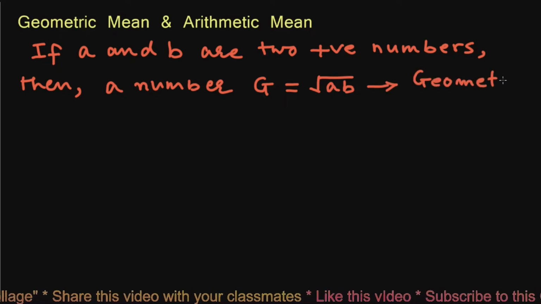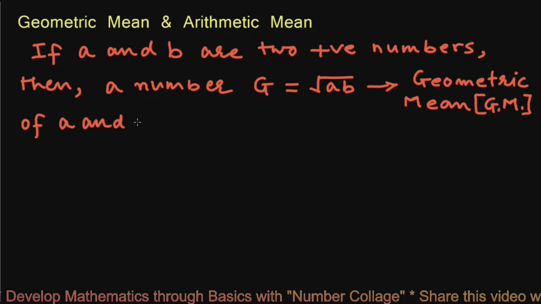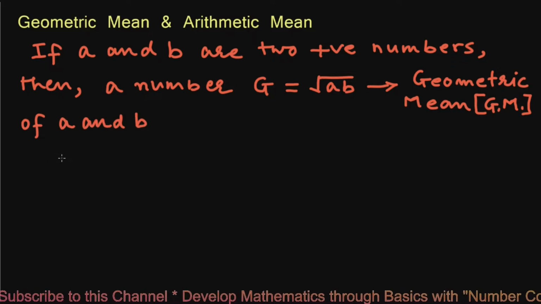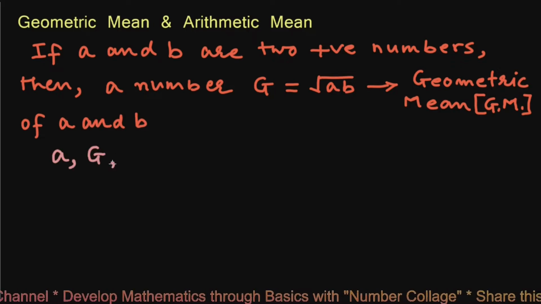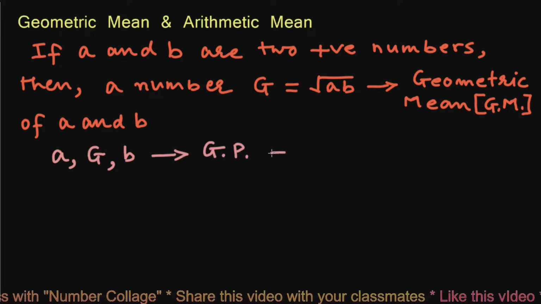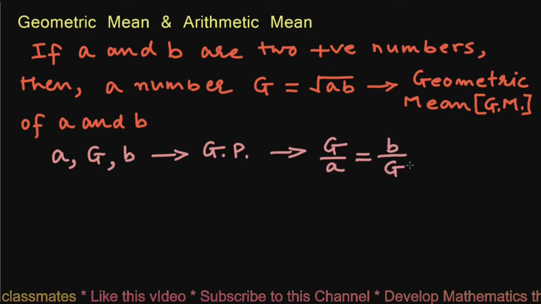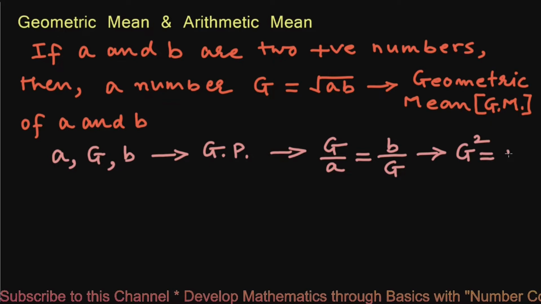as geometric mean GM of the numbers a and b, which also means that the numbers a, g, b are in geometric progression, which also means that g upon a equals b upon g, or g square equals ab.